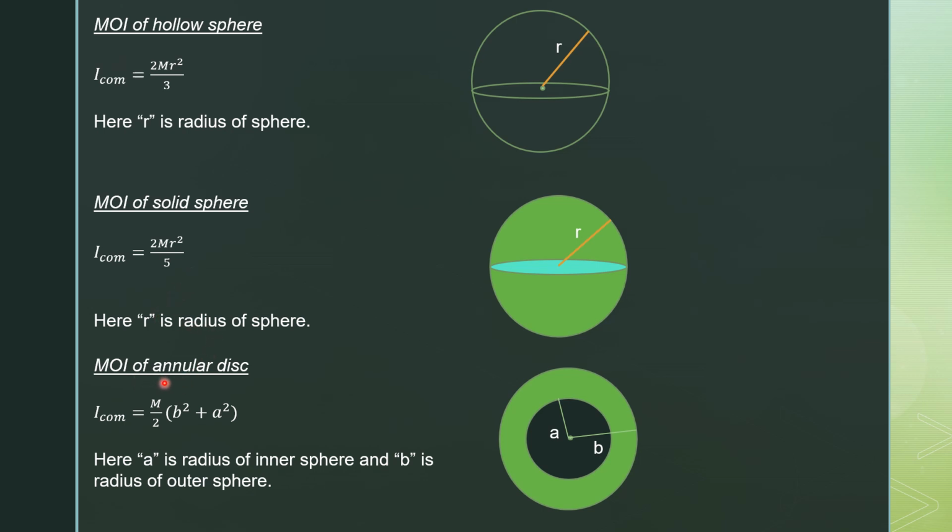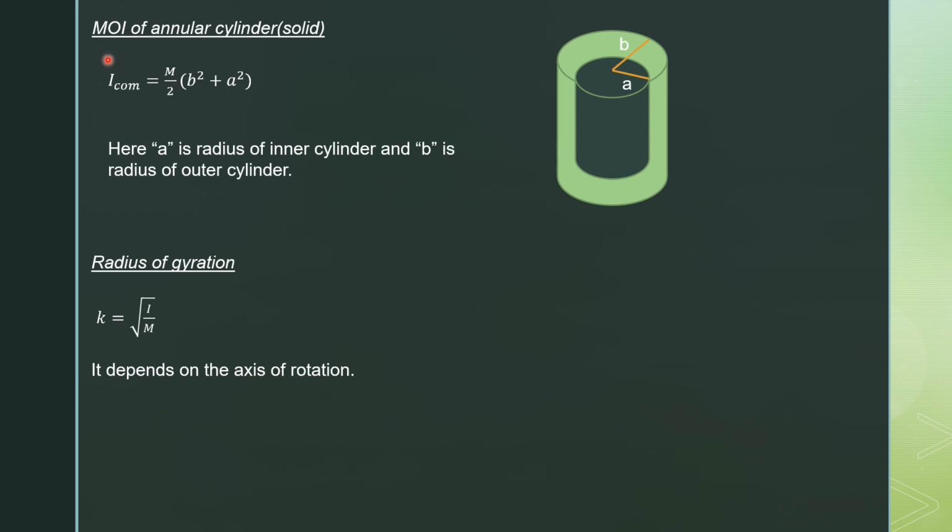Then moment of inertia of annular disk. So here this is annular disk, where A is the radius of inner sphere, where B is the radius of outer sphere. So the moment of inertia about the center of mass can be represented as m by 2 (b² + a²). Similarly, for annular solid cylinder, the moment of inertia about the center of mass can be represented as m by 2 (b² + a²), where b is the radius of the outer cylinder and A is the radius of the inner cylinder.